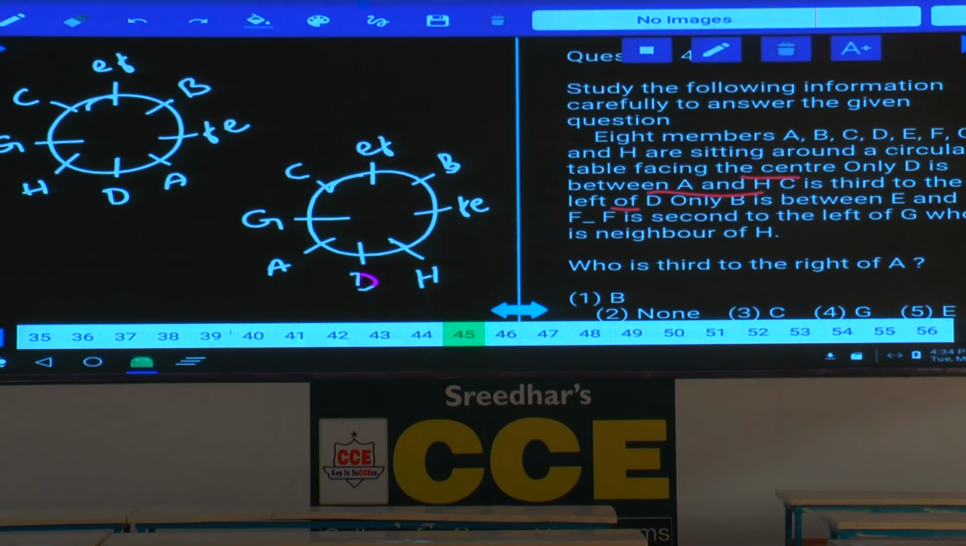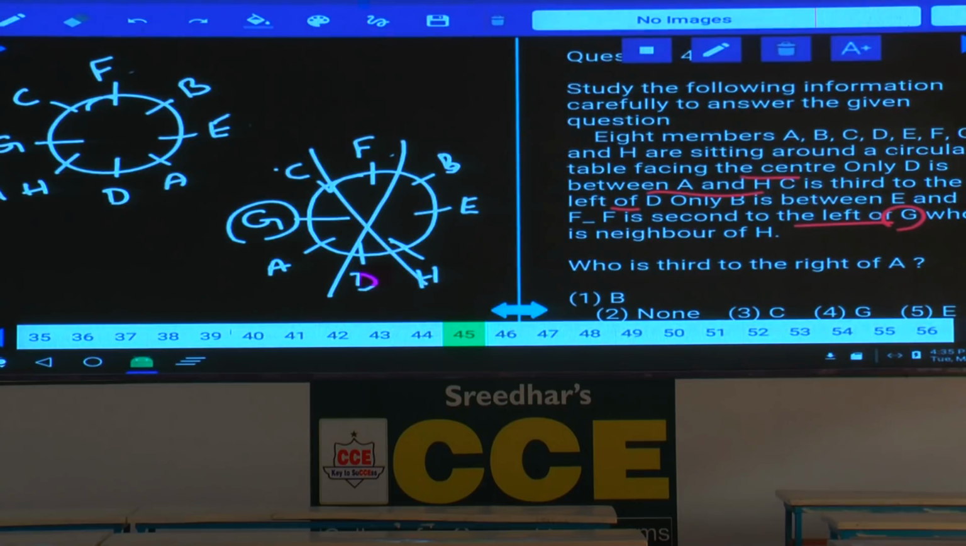As F is seated second to the left of G, now as G is here, then F will be here. If F is here, E will be here. And similarly here also, F is seated second to the left of whom? Left of G. As G is here, F will be here. If F is here, E will be here. And F is seated second to the left of G. G is a neighbor of H. Here G and H are adjacent to each other, whereas here G is not adjacent to H. Isn't it? And the second case is completely ruled out.